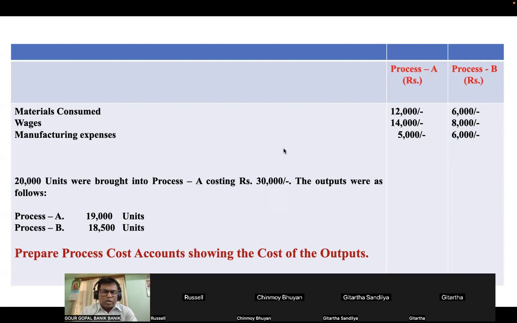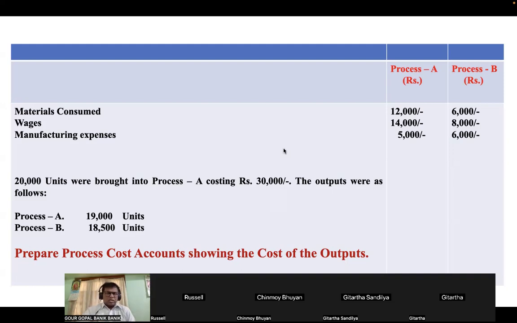Now, one more point in this question. Originally, when you started the process or manufacturing, there were 20,000 units. You don't ask me what units, it may be anything. I put unit, it may be any product. So it's a common question. So 20,000 units you brought into process A and you paid for that rupees 30,000 originally.